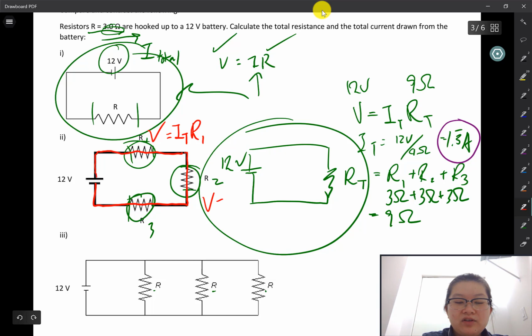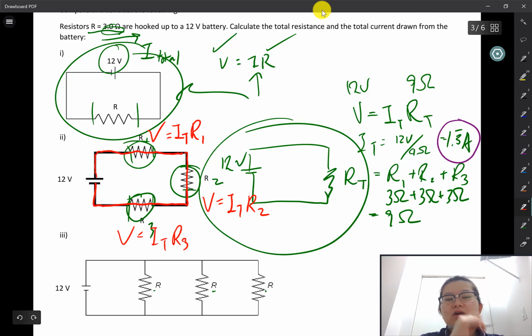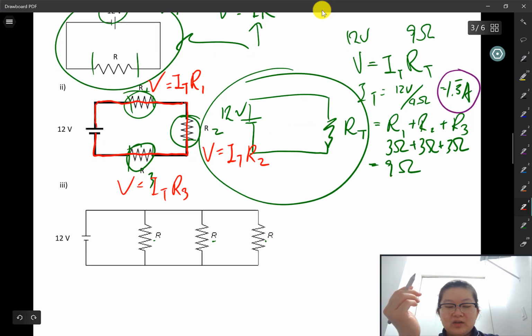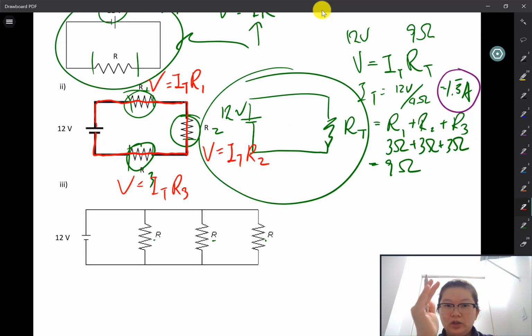So this is going to be I total times R2 using Ohm's law, and so on. Of course, we all know it's going to be the same because all these resistors have the same resistance. But if they don't, then that's how you would find the potential drop across every resistor, and potentially the power dissipated by that resistor as well. So that's the power of finding the total current going across the battery.